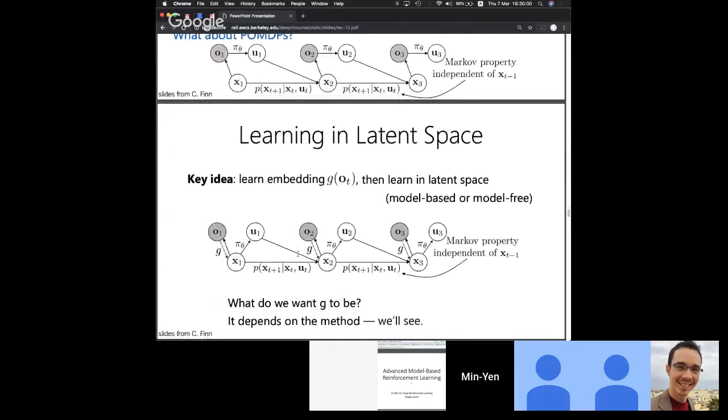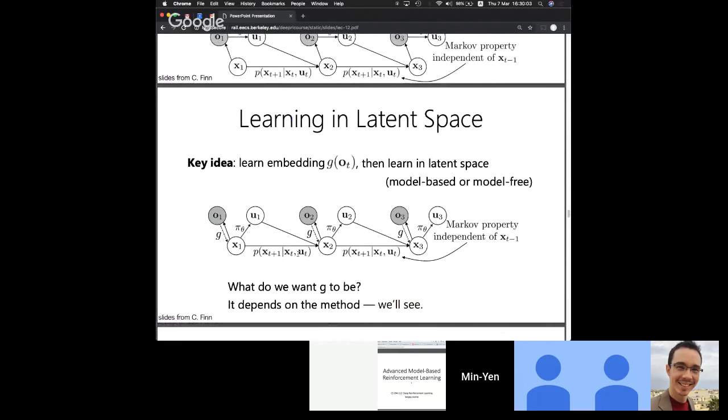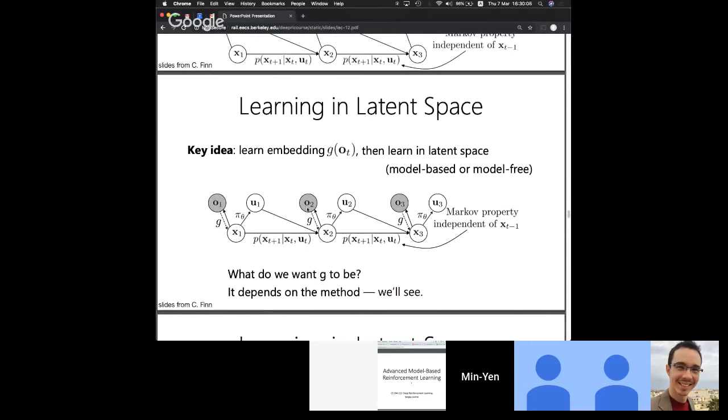Right. So here, learning in latent space can help us. The idea is to learn an embedding, which is the function g of the observation, and that entirely is learned in the latent space. That can happen in both the model-based and model-free form. Given this observation, the neural network will give you back some sort of embedding, which you would use in conjunction with your policy to come up with the action.